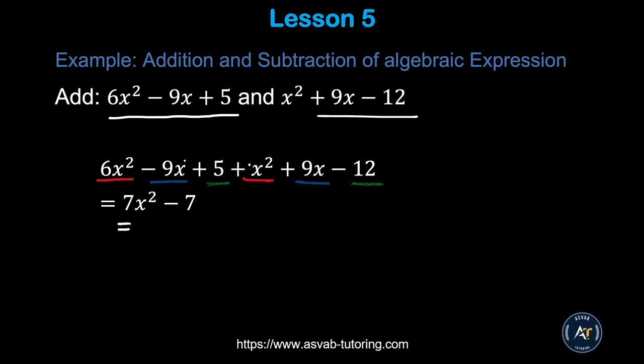Now you have this 9x, and this is positive 9x. So 9x minus 9x you could cancel out, so that is 0. And then same way, plus 5 minus 12 gives you minus 7. So that is the answer. Now let's go to the next problem.